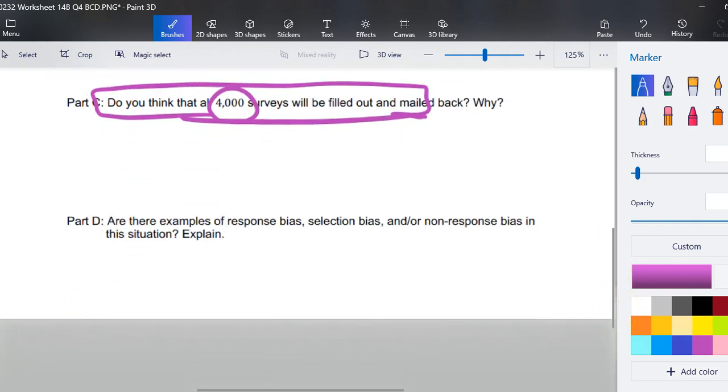So part D, are there examples of response bias, selection bias, or possibly non-response bias in this example? So, yes, there is selection bias because the sample was not obtained randomly. There's also non-response bias because some who were given the survey may not even return it.